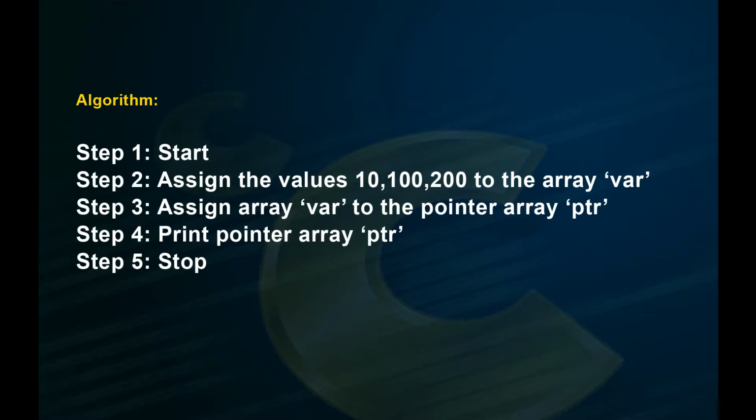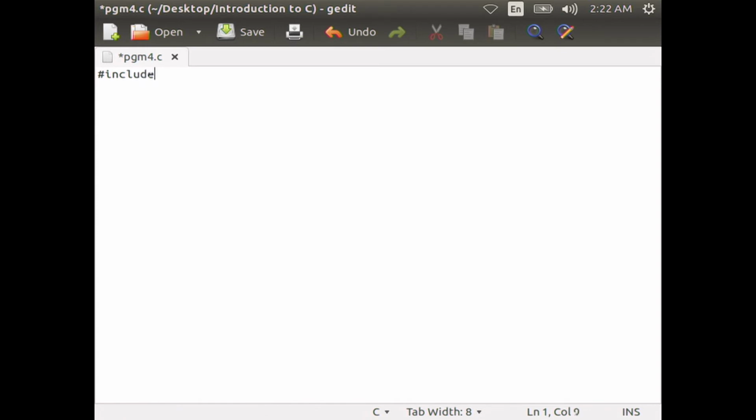Step 1, start. Step 2, assign the values 10, 100, 200 to the array var. Step 3, assign array var to the pointer array ptr. Step 4, print pointer array ptr, and step 5, stop. Now, let us type this algorithm.